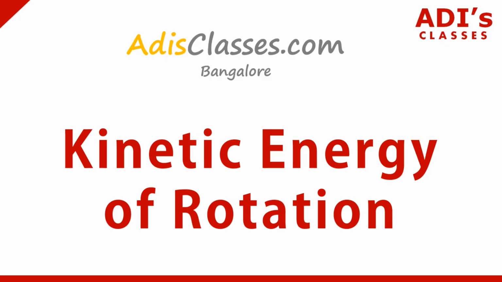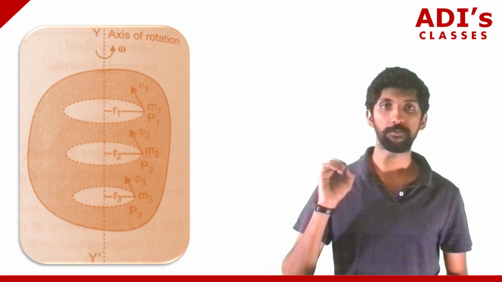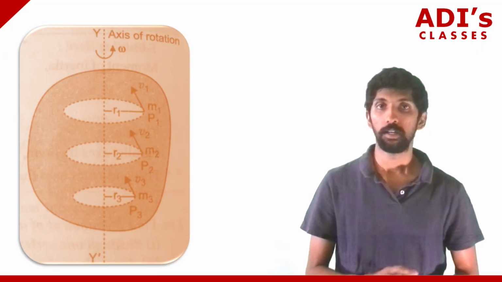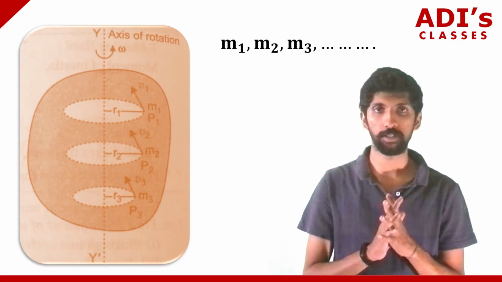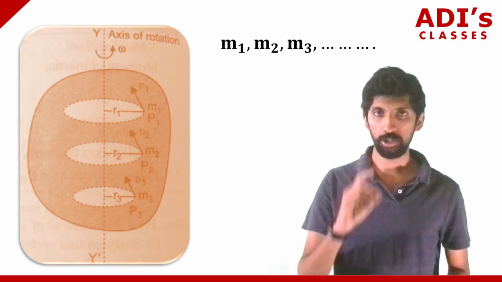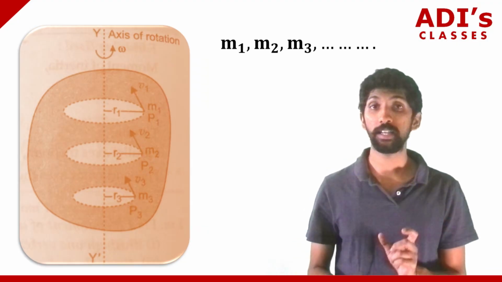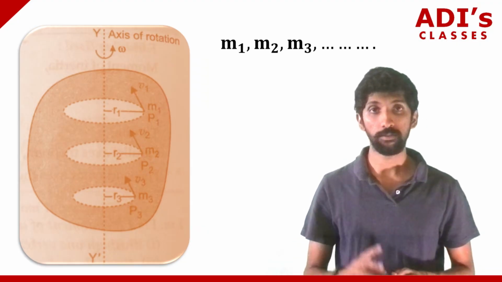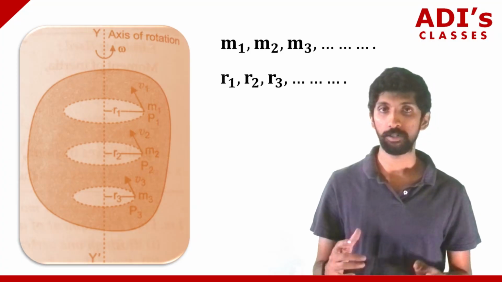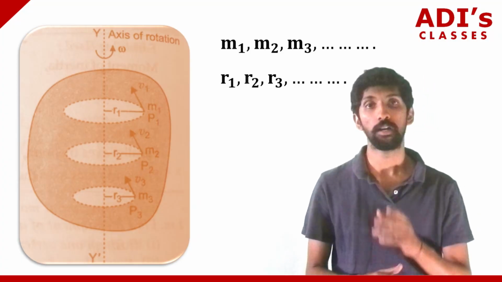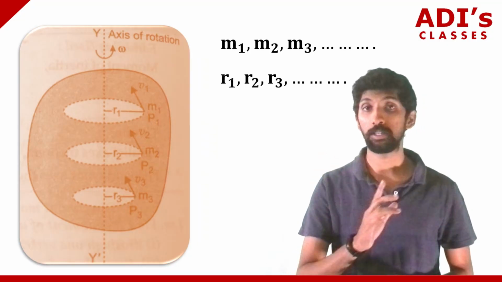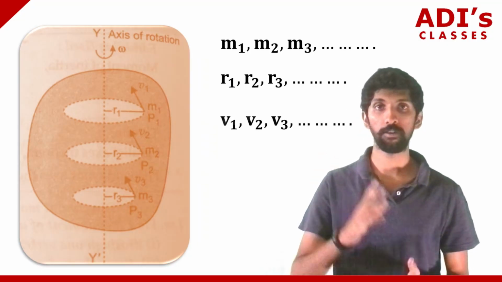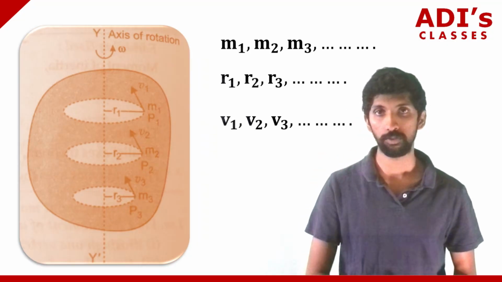Consider you have a rotating body. We have different masses at different points. Let's say m1, m2, m3 are different points which have different masses, and each of them is rotating in different axes. So we have r1, r2, r3 to be the perpendicular distance from the axis of rotation, and all of them are moving with different velocities, right? So we have v1, v2, v3, and so on and so forth.